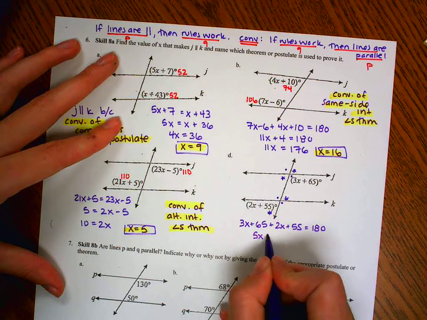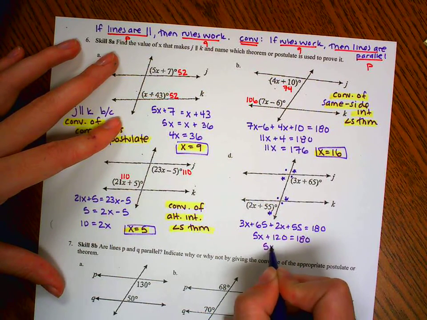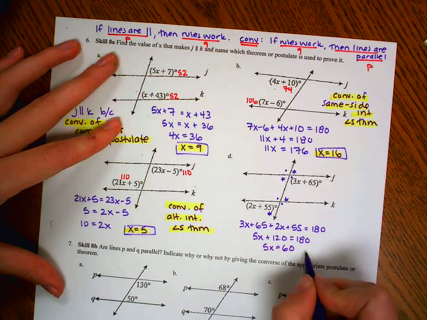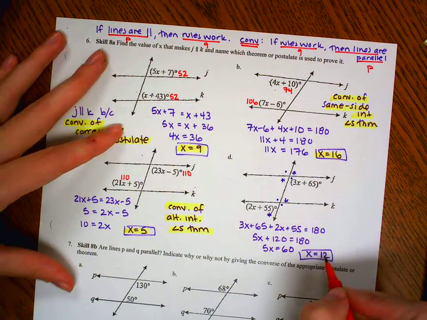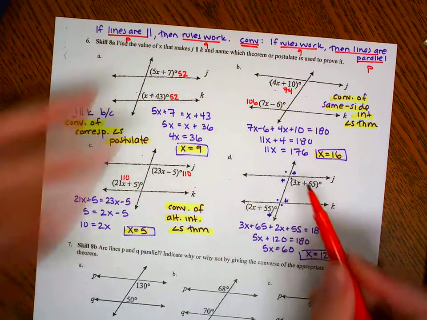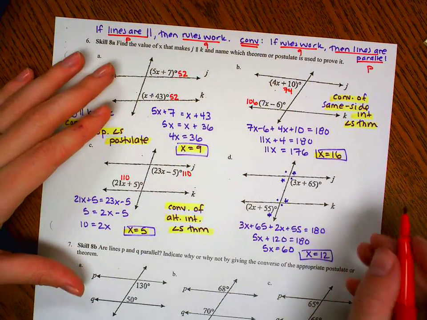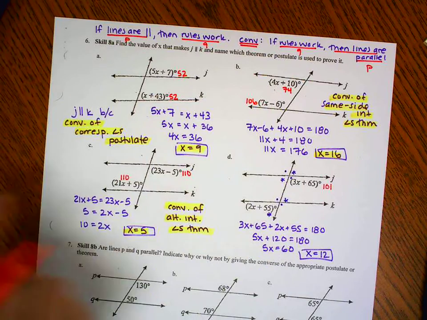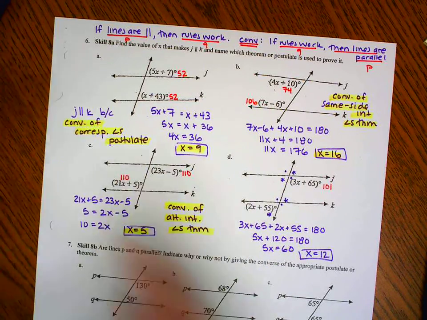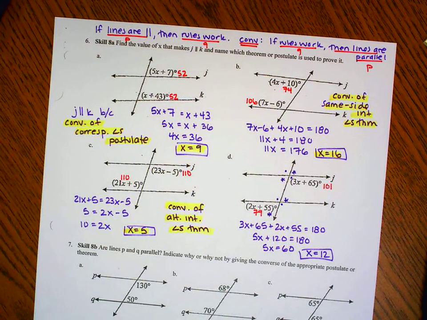That's going to give us 5x plus 120 equals 180. That gives me that 5x equals 60, so x equals 12. Let's plug that back in. 12 times 3 is 36. 36 plus 65 is 101. Let's check down here. 2 times 12 is 24. 24 plus 55 is 79. Oh, good. They add up to 180. That's what we need.